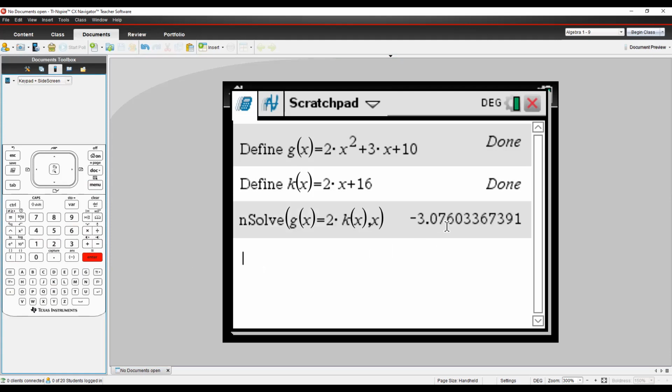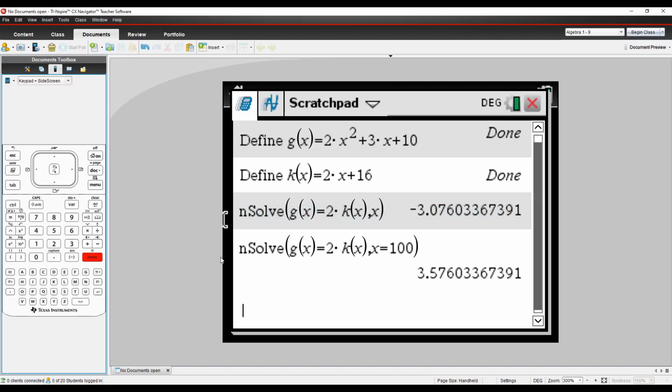So that's a negative 3.10. That was one of our solutions. And if we want to find the other one, we would just copy it, and we would go equals 100. And let's see what we get now. Boom, 3.57. All right, so those are our two answers. Good to go. I'm going to stop this because this is definitely a little longer than I planned, but I hope this has been helpful.